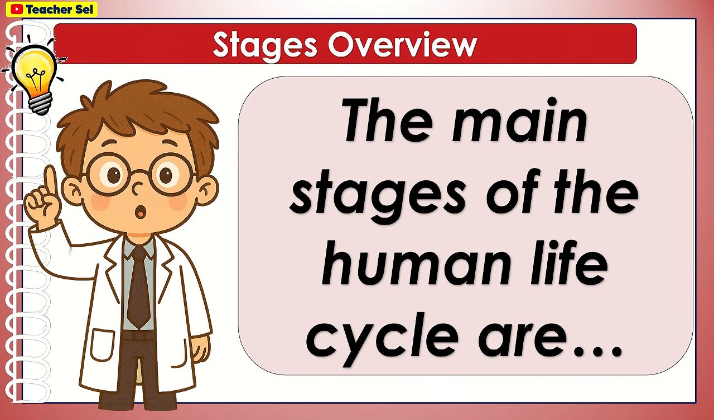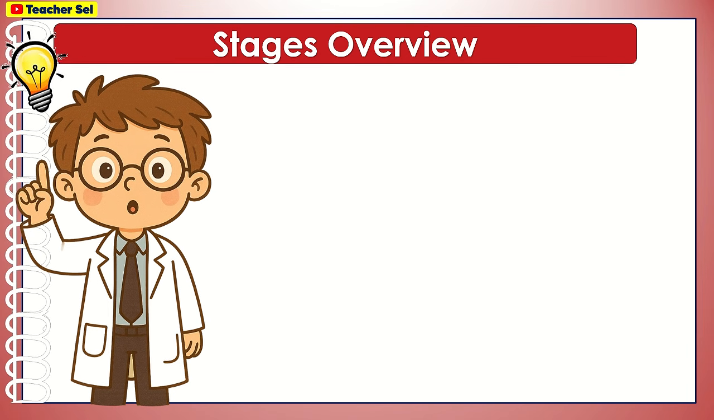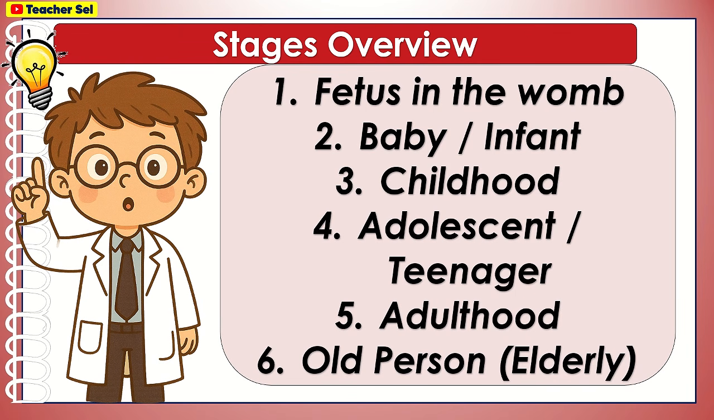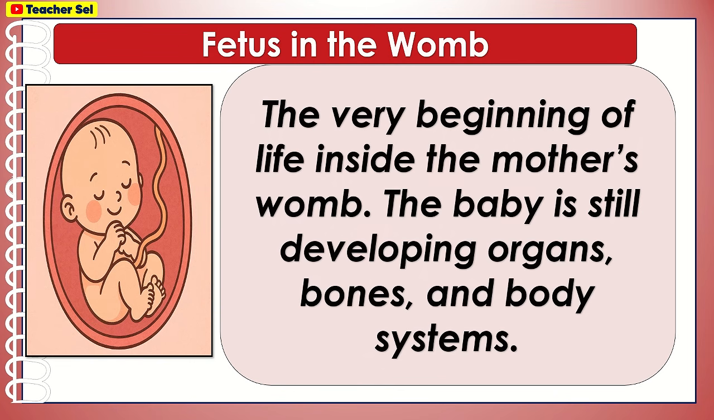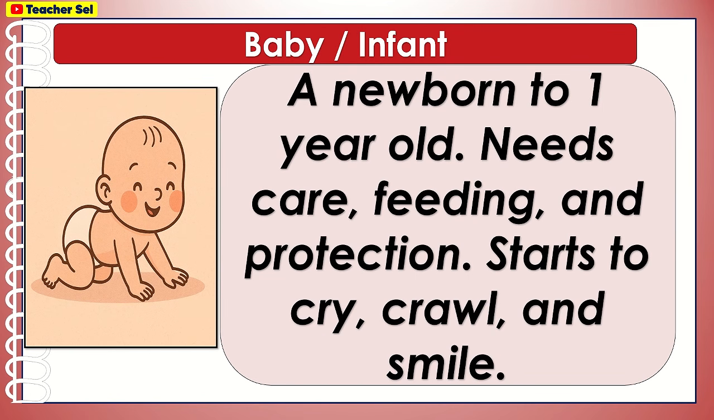Stages overview. The main stages of the human life cycle are fetus in the womb, baby or infant, childhood, adolescent or teenager, adulthood, and old person or elderly. Fetus in the womb. The very beginning of life inside the mother's womb. The baby is still developing organs, bones, and body systems. Baby or infant, a newborn to 1 year old, needs care, feeding, and protection, starts to cry, crawl, and smile.